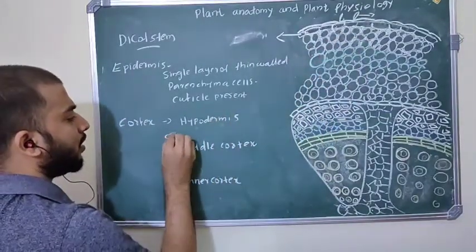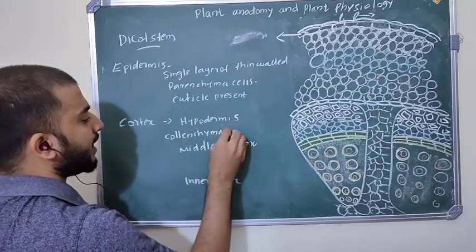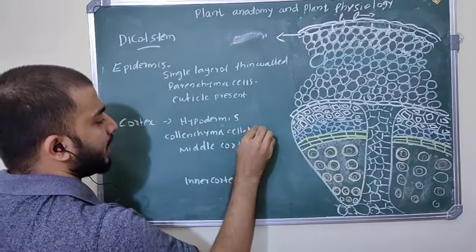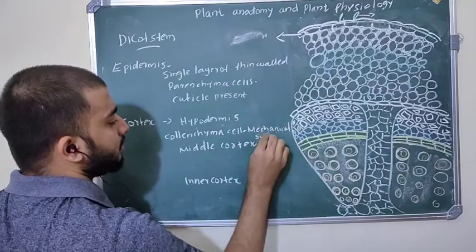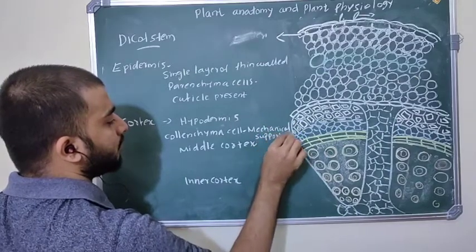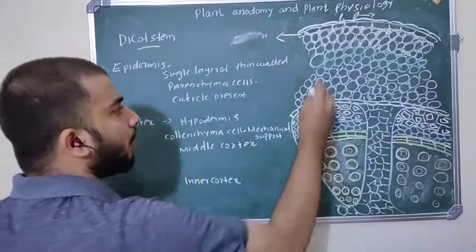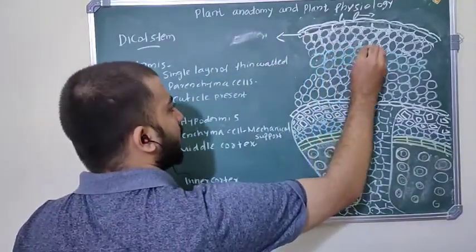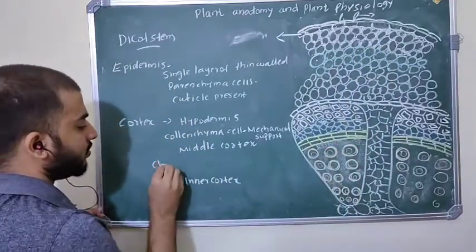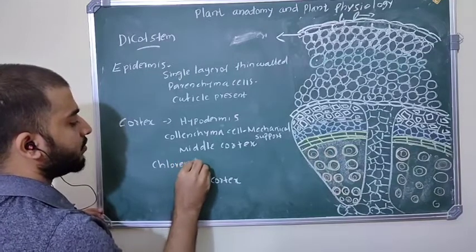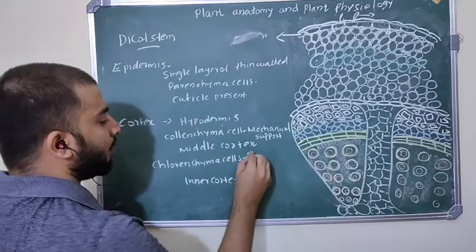Hypodermis is made up of collenchyma cells, and these collenchyma cells give mechanical support. Okay, so this part is hypodermis. Below hypodermis you can see chlorenchyma cells, which form the middle cortex. So middle cortex consists of layers of chlorenchyma cells, and these chlorenchyma cells perform photosynthesis.